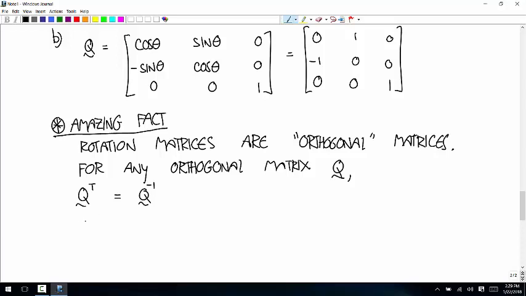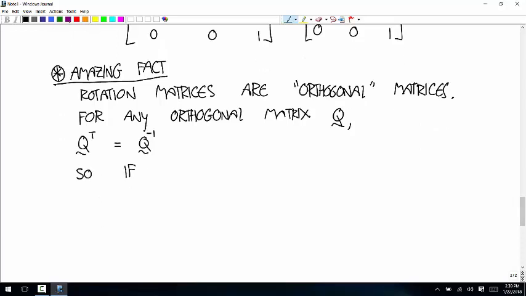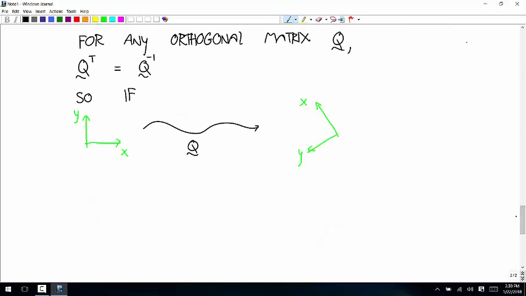So if you have two coordinate systems and you go from one to the other one with the rotation matrix Q, then you go from the second one back to the first one using the rotation matrix Q transpose.